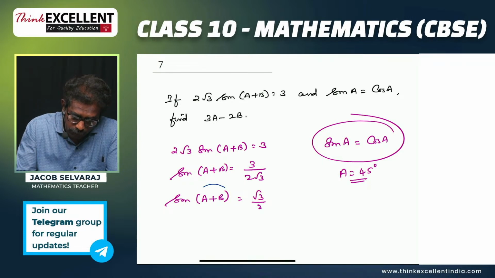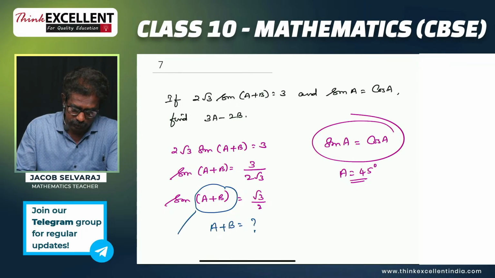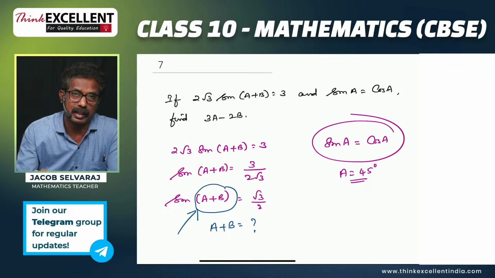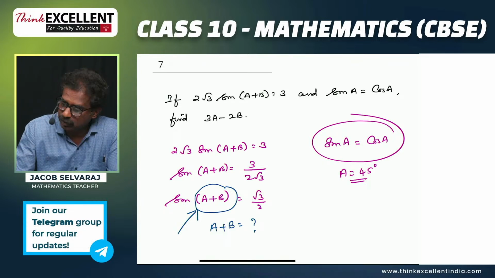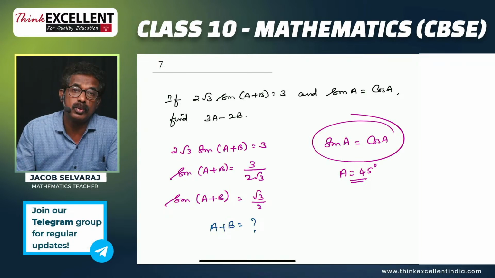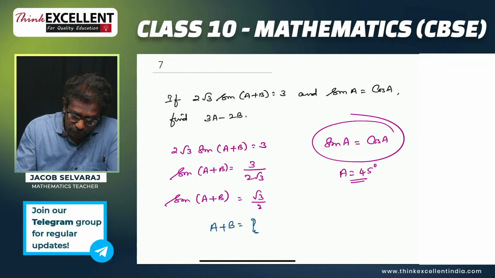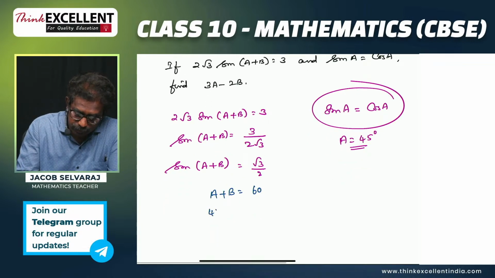Sin a plus b is root 3 by 2. So sin which angle is root 3 by 2? For that you need the trigonometric table. With the trigonometric identities, the table and all these relations, you can do the sums easily. Sin 60 is root 3 by 2, so a plus b is equal to 60 degree. Already you know the value of a. A is 45, plus b is 60, so b is 60 minus 45, which is 15.